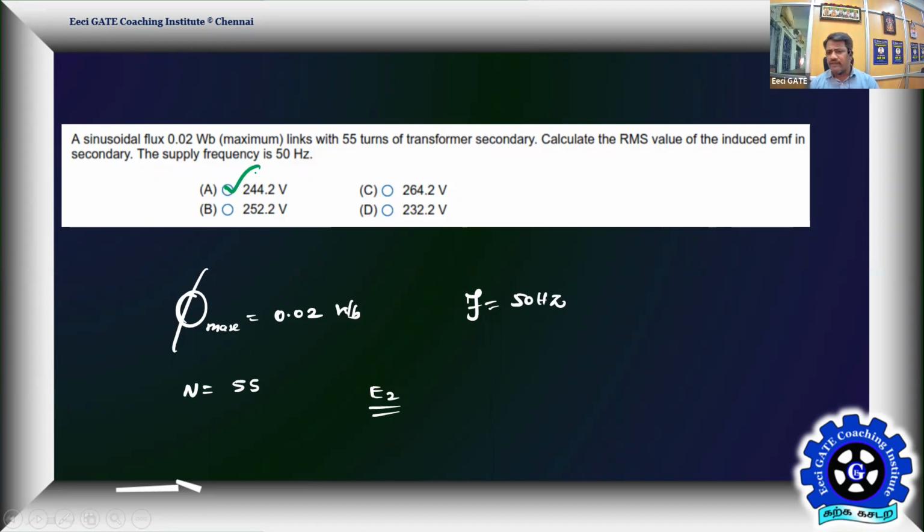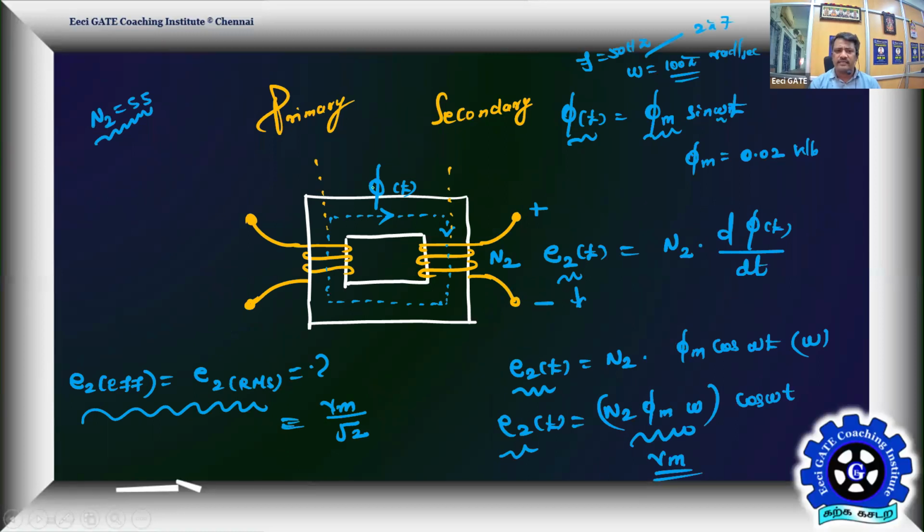What I want to convey here is to keep your fundamentals as simple as possible. That means you need not load your memory with so many expressions. Whenever there is an alternating flux and a coil linking that flux, it is going to have an induced EMF. The problem is not talking about the polarity marking. Even if polarity marking is given, RMS is insensitive to the phase information. It's only the magnitude information, so you won't commit any mistake. That's a way to conclude the answer.